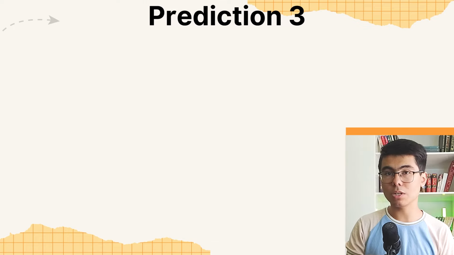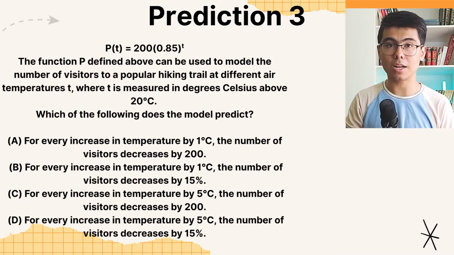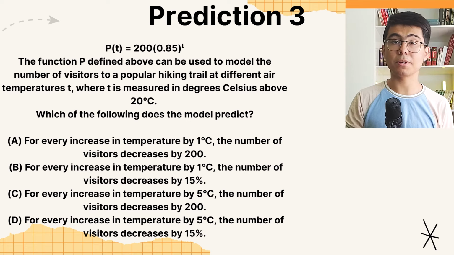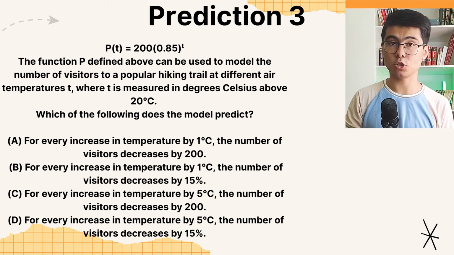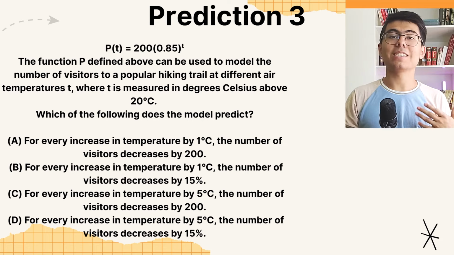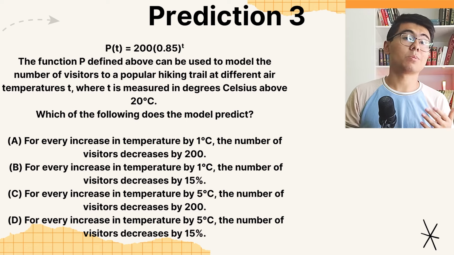So let's start by reading the story and seeing what they want. The function P defined above can be used to model the number of visitors to a popular hiking trail at different air temperatures, where T is measured in degrees Celsius above 20 degrees. Which of the following does the model predict?